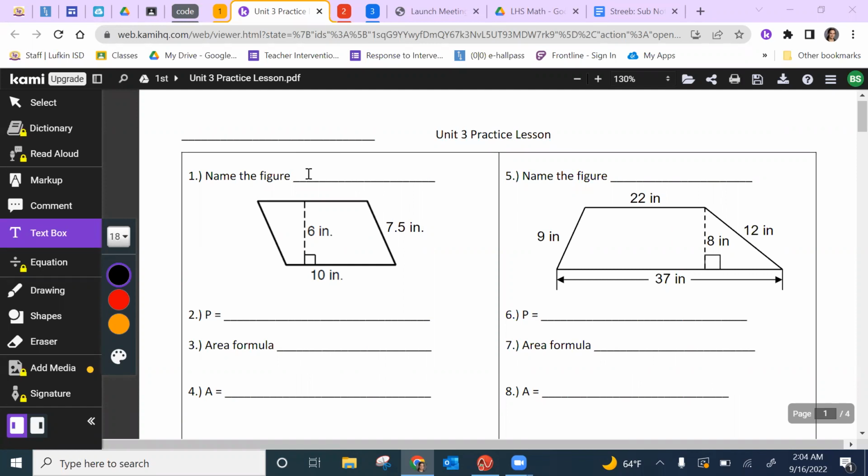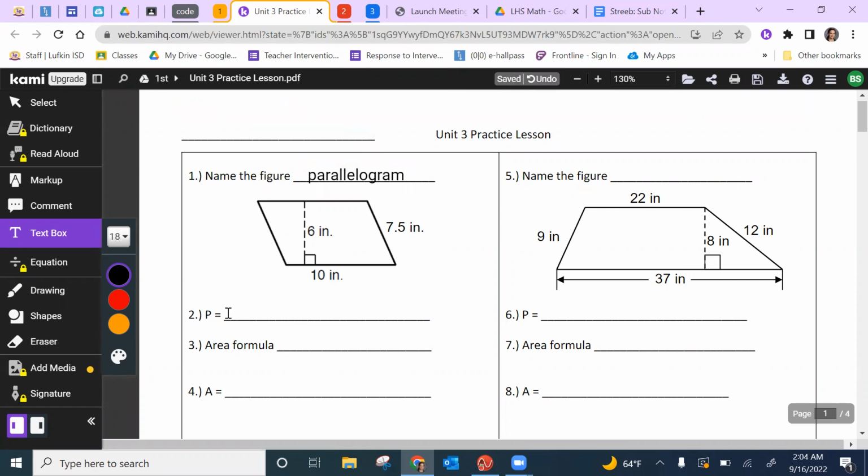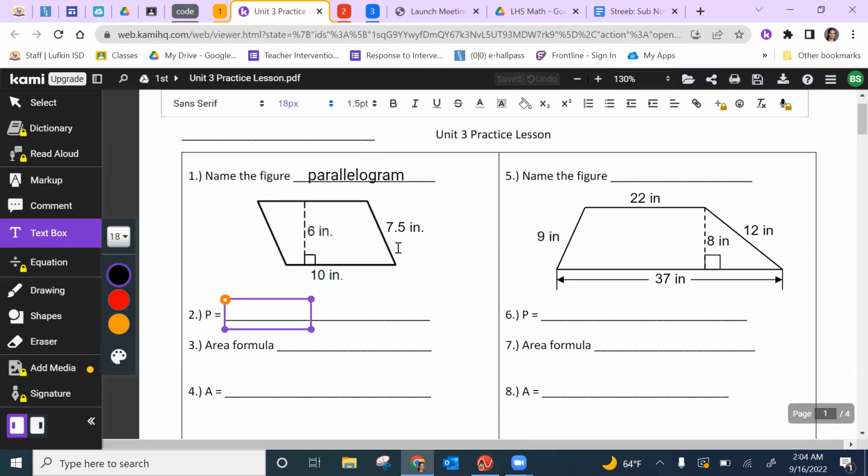First figure is a parallelogram. Both sides, not the dashed lines. The sides are always going to be a bold, solid line. So we're going to add up 10 plus 10 plus 7.5 plus 7.5 equals 35.